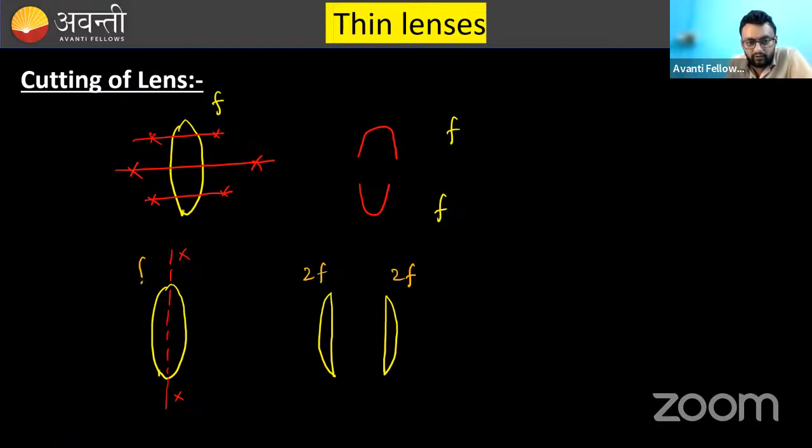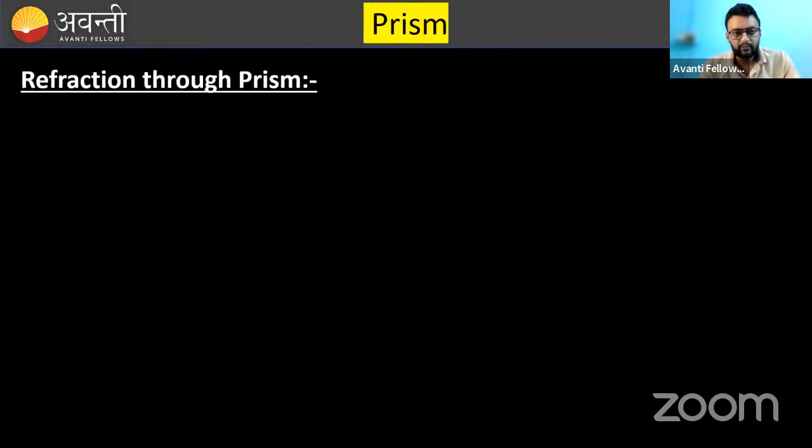Keep in mind, the original focal length is f. So the lens formed by cutting perpendicular to the principal axis will have twice the focal length of the original lens. That is 2f and 2f. Keep this in mind. Most of the questions will come from that. Moving further.